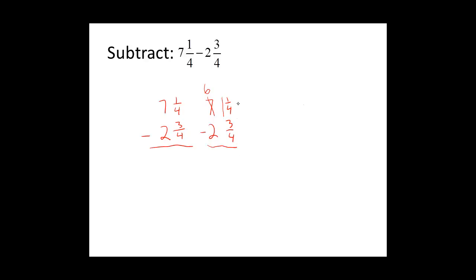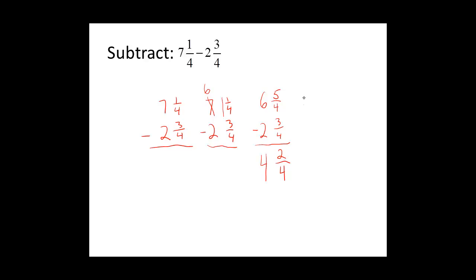We will now change this 1 and 1/4 to an improper fraction. The whole number times the denominator plus the numerator. 1 times 4 is 4, plus 1 is 5. So we rewrite this as an improper fraction. Our whole number is now a 6, and we write the rest of the problem down. Now we are able to subtract. 5 minus 3 is equal to 2, and we keep our denominator 4. 6 minus 2 is equal to 4.